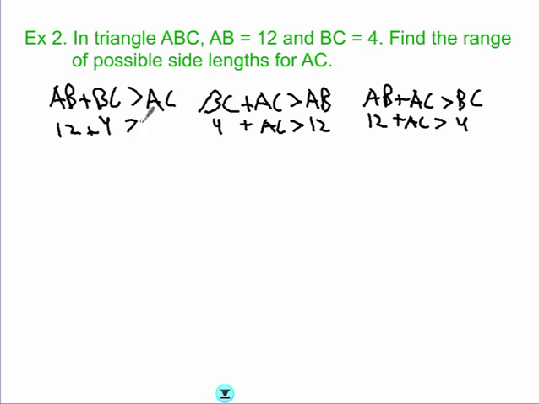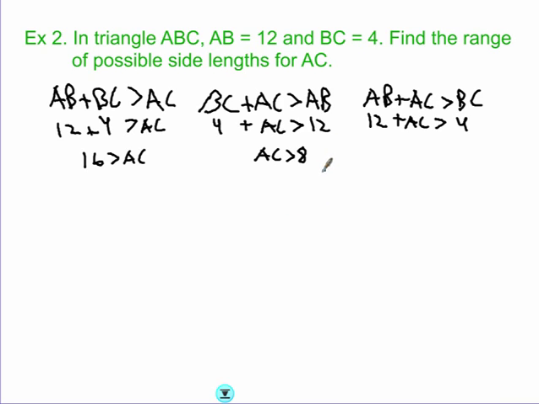All right, so what can I do here? Well, let's solve all of these inequalities. 12 plus 4 is 16, and that we know is greater than AC. So we know that 16 has to be bigger than AC. So AC can't be anything bigger than 16. It could be 15, it could be 2, but it can't be anything bigger than 16. Okay, if we subtract 4 on both sides, AC has to be bigger than 8. Just by following our subtract 4, subtract 4.